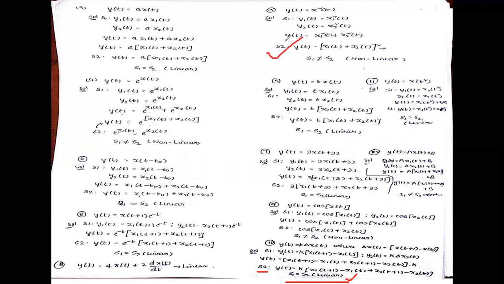So only we got the non-linear function x1 square, the non-linear function e power x of t, and the non-linear cos function also. Only these three; the remaining are all linear functions.